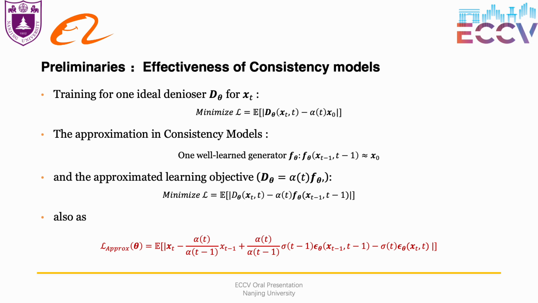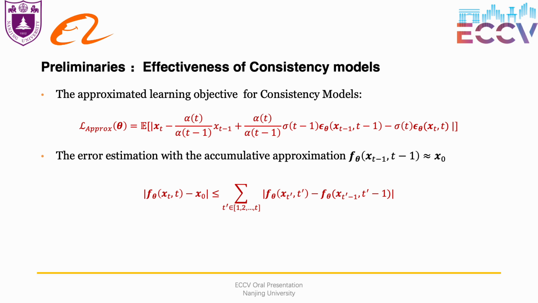Start from training a typical denoiser with noise prediction objective. We found that consistency models leverage the approximation strategy, which assumes a very large generator f sub theta to minimize the prediction errors, and it could recover the original x sub t from x sub t minus k. Such an assumption results in an approximate learning objective, which helps the model to escape from the case that the term alpha t times x sub 0 should be close to 0.